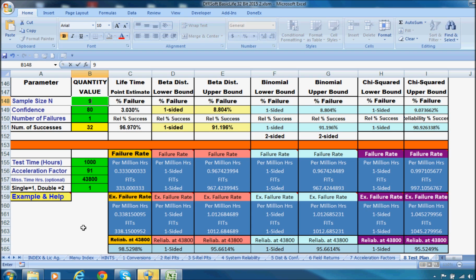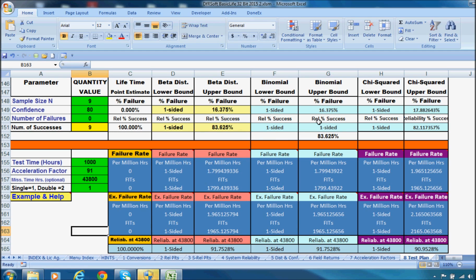So let me put in, say, 9 samples, and we'll seem to get a little bit more discrepancy. I'll put in 0 failures, so here we have 16.37% failure for the binomial versus 17.88, and the failure rate 1.8 versus 1.96, so a little more discrepancy now. Probability of mission success 91.7 versus 90.95. So you can see that the chi-squared is actually a very good approximation, even in somewhat on the low sample size areas.